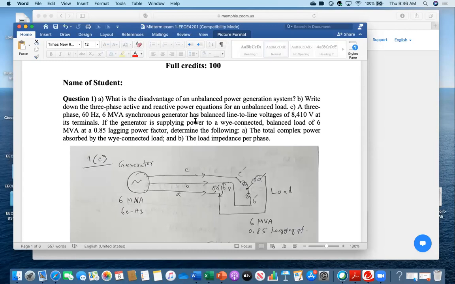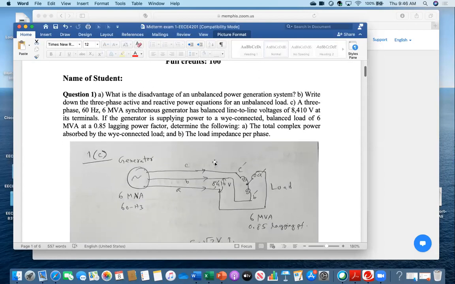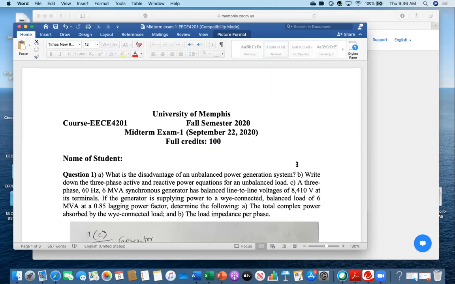I believe you have your hard copy of the exam with you, or if it is not ready, you can see it later. The full credit was 100, and there are a total of 7 questions. So 7 multiplied by 14 becomes 98. That's why for question number 1 and question number 2, I have given 15 credit each, and for the remaining questions 3 to 7, 14 each. In that way, it is a total of 100.